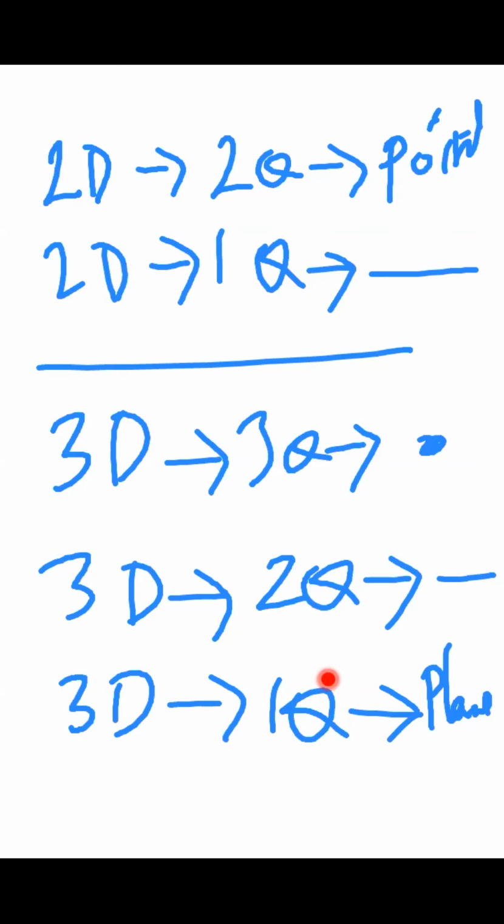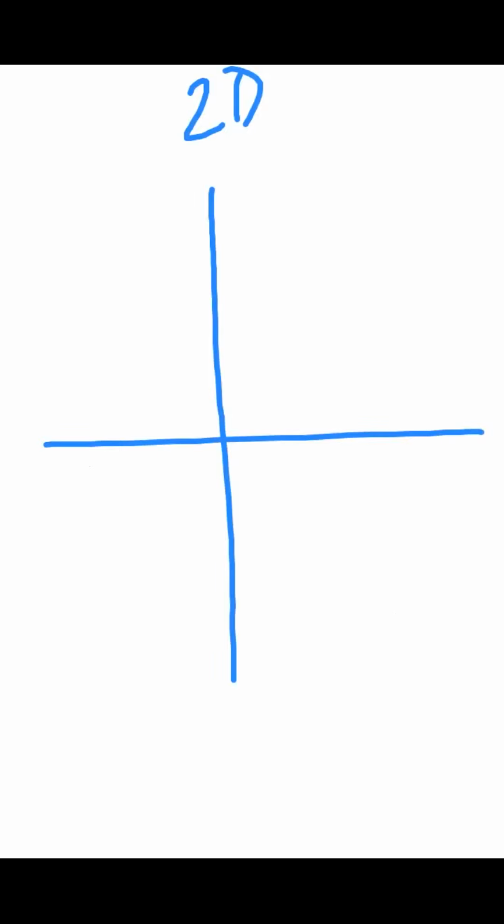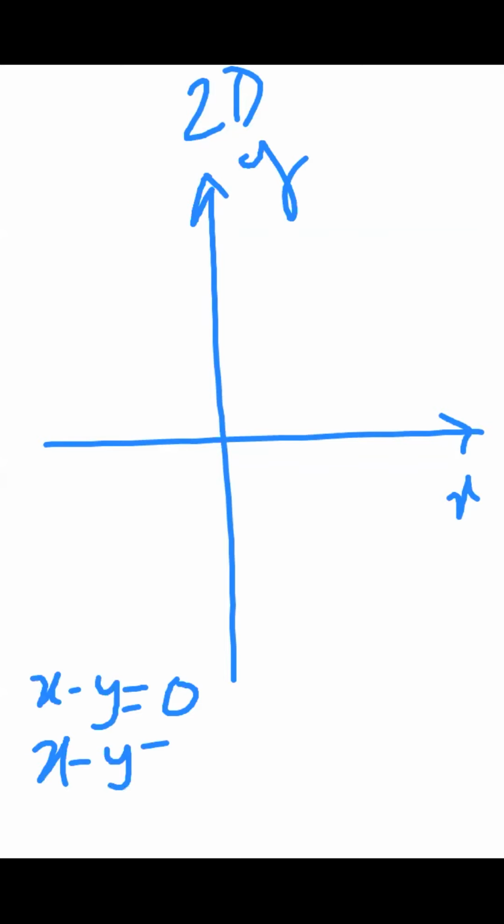Okay, we will prove this one. Before that, we'll discuss some basics in the 2D coordinate system. Say this is xy. I am taking 2 equations. One is x minus y is equal to 0 and another one is x minus y is equal to 1.